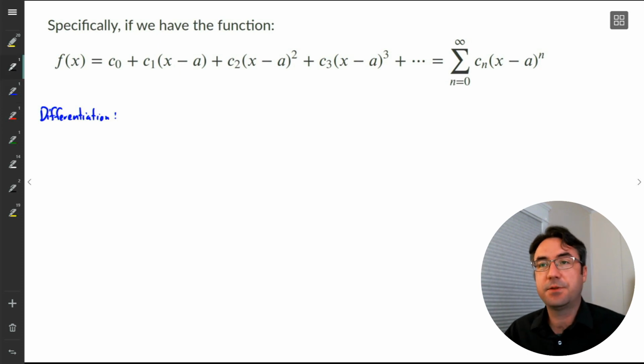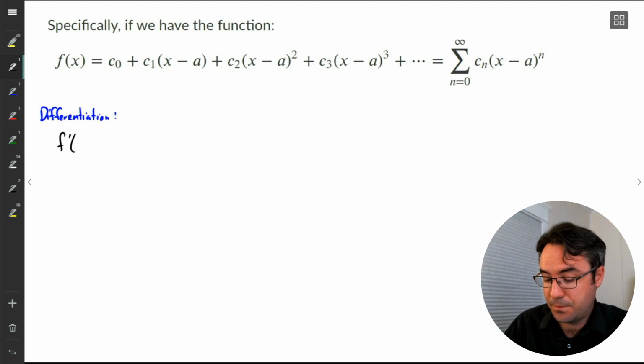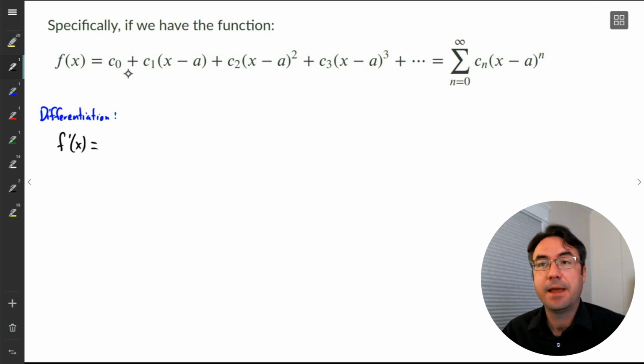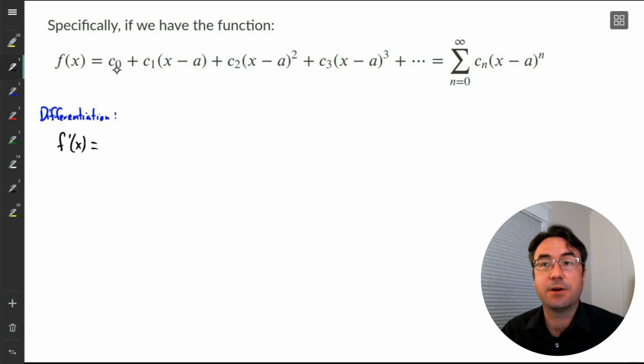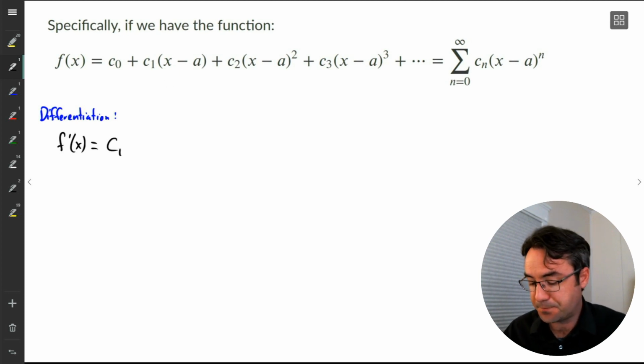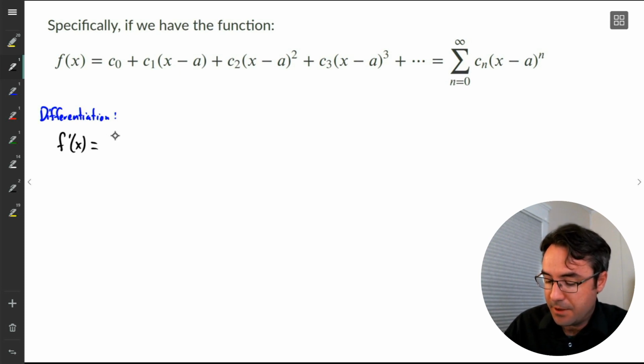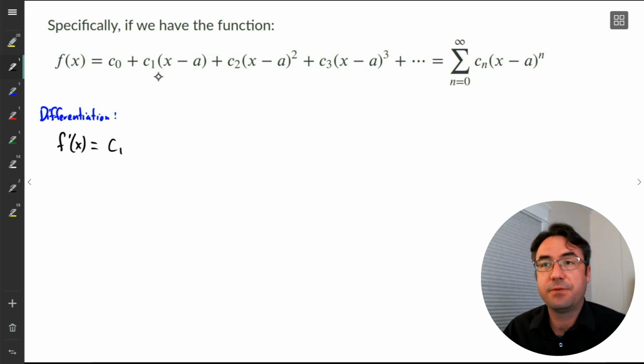If we were going to calculate the derivative, that would give us f prime. What's c0? Well, that's just a constant, so the derivative of a constant is 0. So the derivative of that first term is 0. Now let's go to the second term. We're going to differentiate c1 times x minus a. The derivative of this is c1. So that's the derivative of the second term.